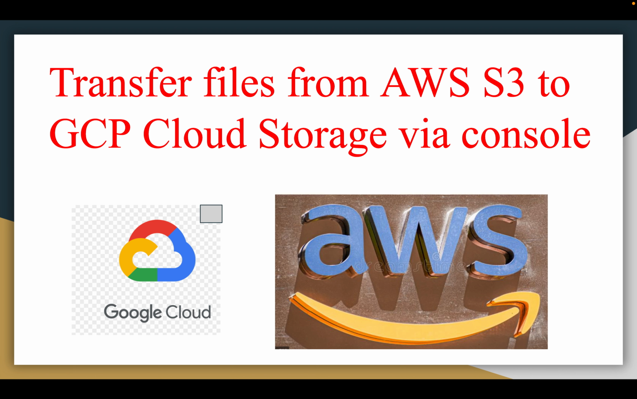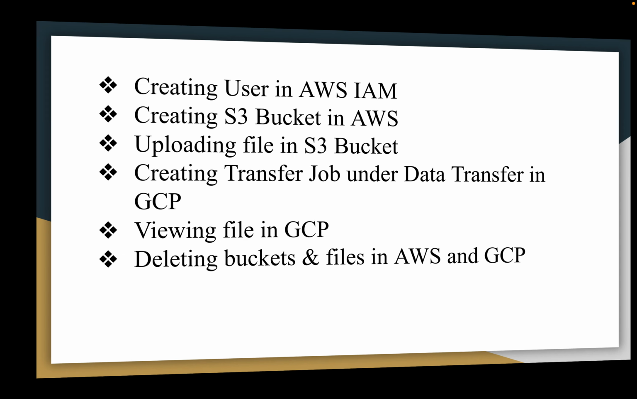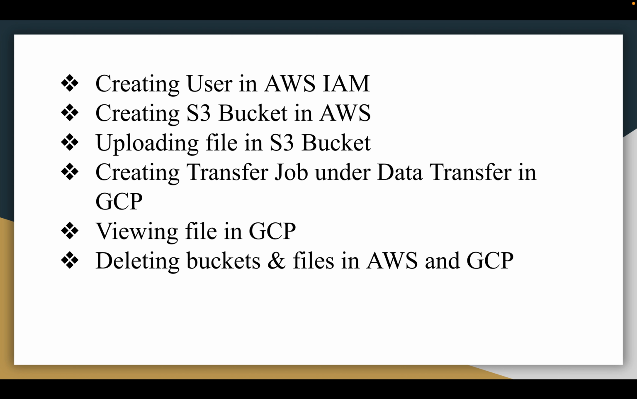Today we are going to see this demo, transfer files from AWS S3 to Google Cloud Platform Cloud Storage via console. In this demo, we are going to create a user in AWS IAM, and next we are going to create an S3 bucket in AWS, and next we are going to upload a file in the S3 bucket. Next we are going to create a transfer job under data transfer in GCP. We are going to view the files in GCP, and finally we are going to delete the buckets and files in AWS and Google Cloud Platform. Okay, let's start the demo.